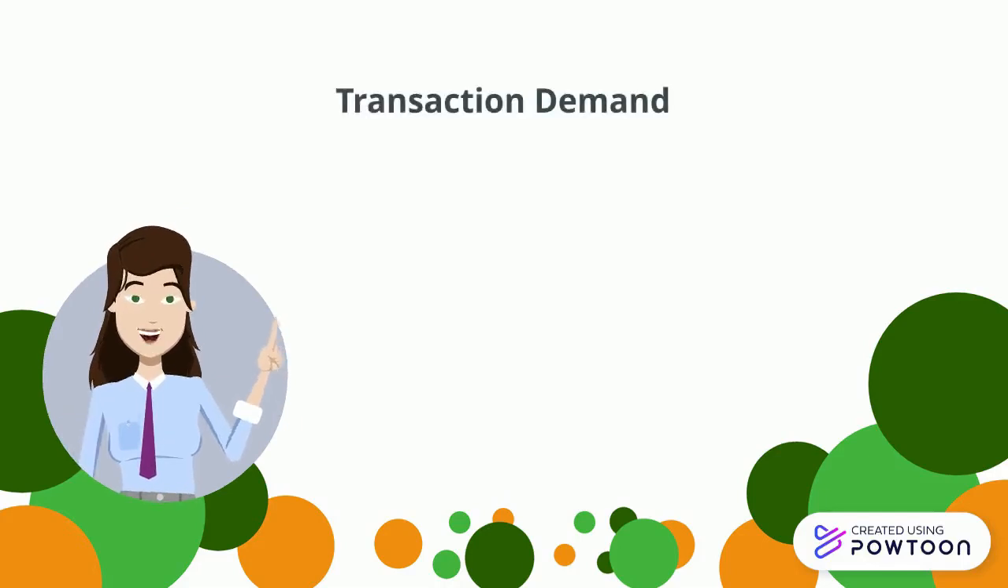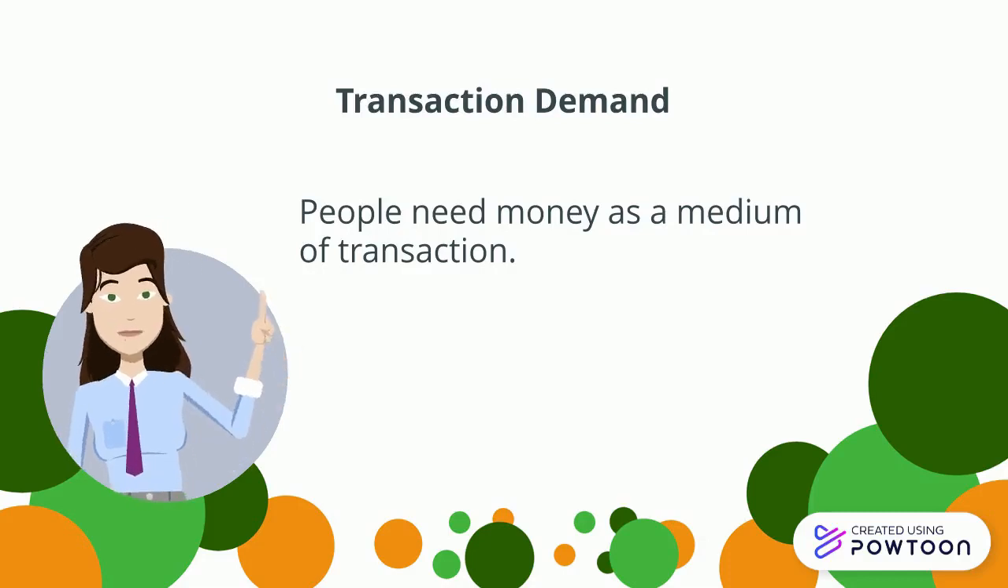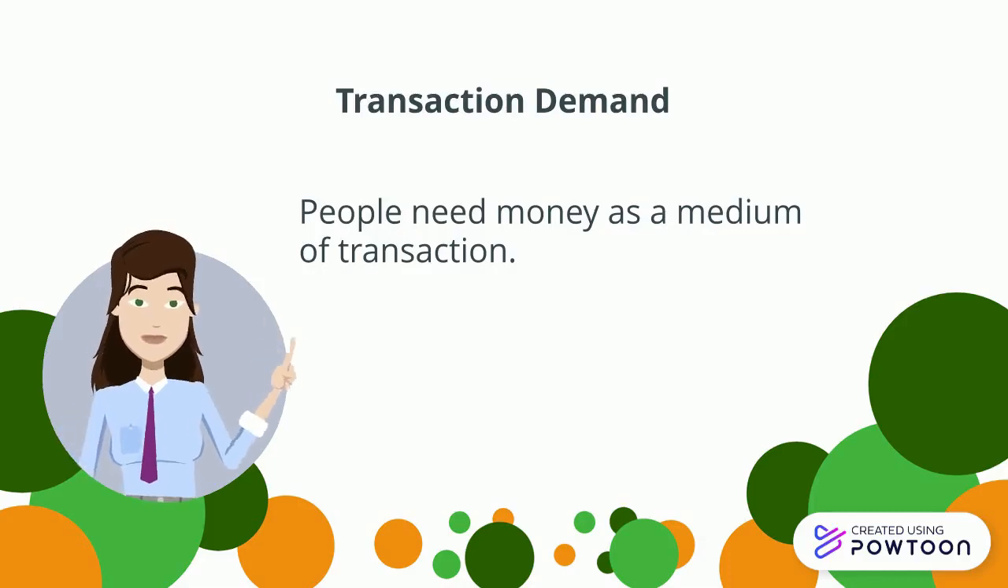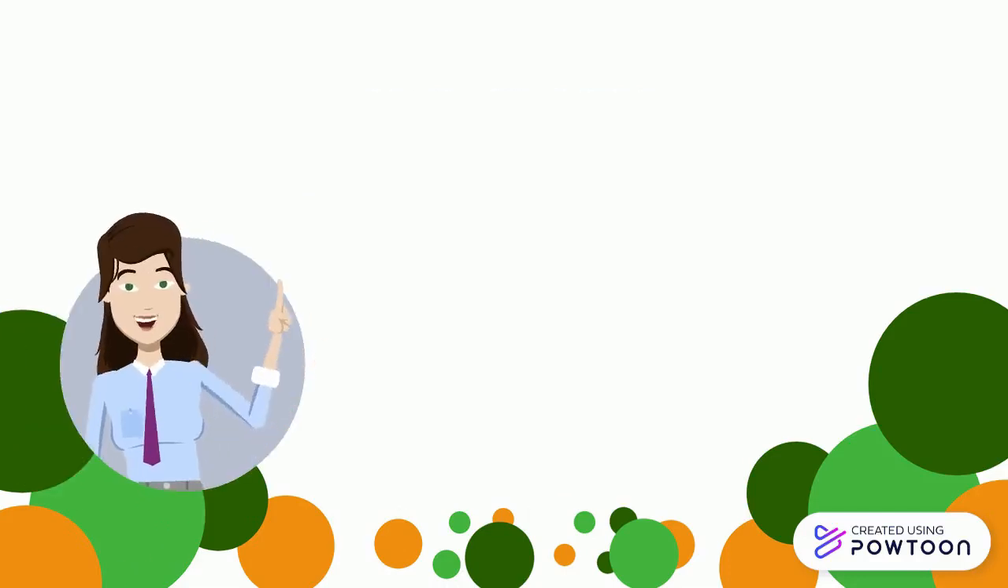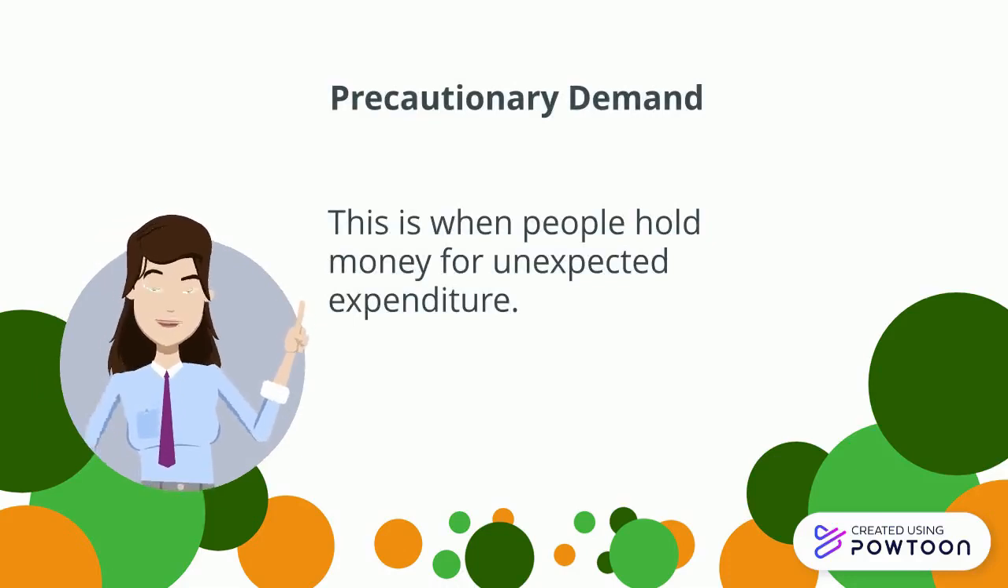The first, transaction demand. People need money as a medium of transaction. The main purpose of transaction is consumption, and consumption depends on income. So as income rises, transaction demand of money also rises. The second purpose is precautionary demand. This is when people hold money for unexpected expenditure like health or emergencies.